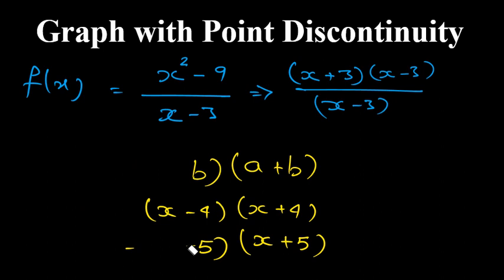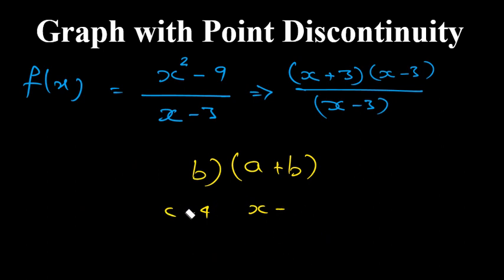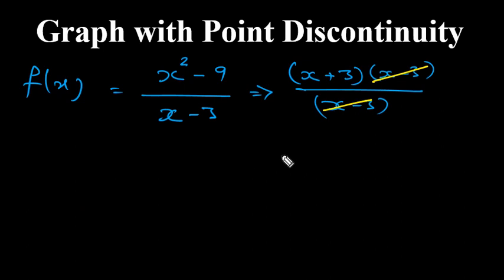So what is the common factor in the question? The common factor is x minus 3, so this will be cancelled out. There will be a point of discontinuity at x equals 3, because when you put 3 here, 3 minus 3 is 0. That will be your point of discontinuity. Now let's try to draw this graph.